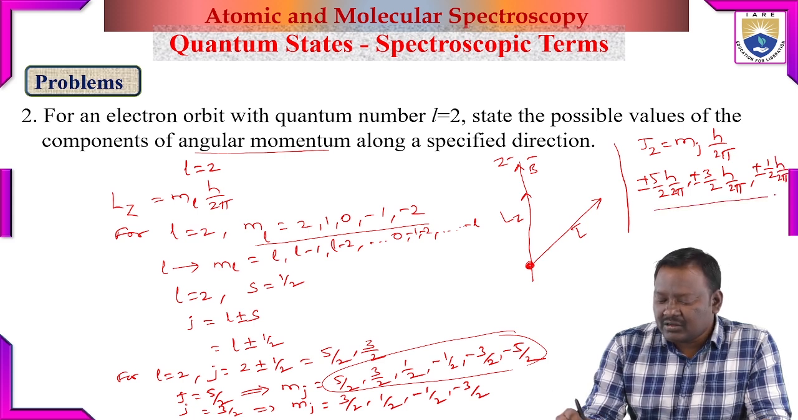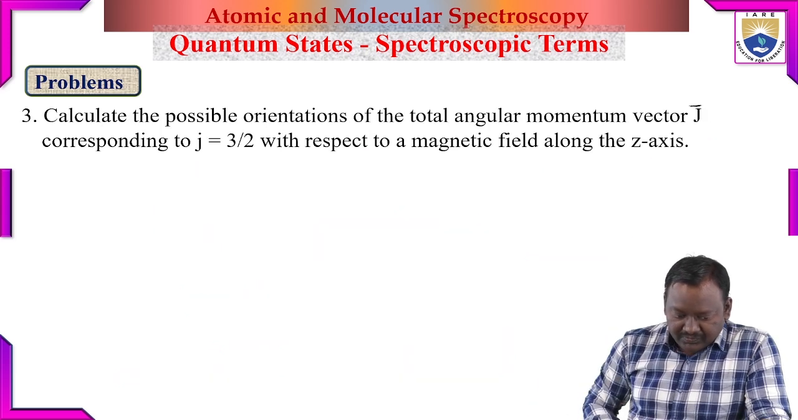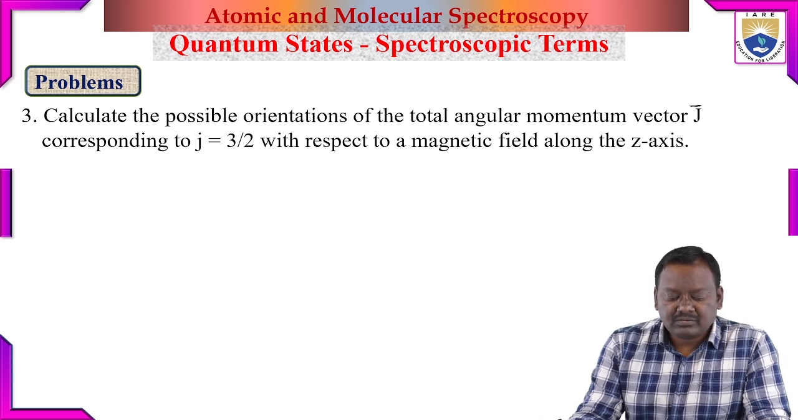So these are the different possible values for the components of total angular momentum for an electron orbital with L equal to 2. These are represented with the direction along the magnetic field. So let us go to the third problem.